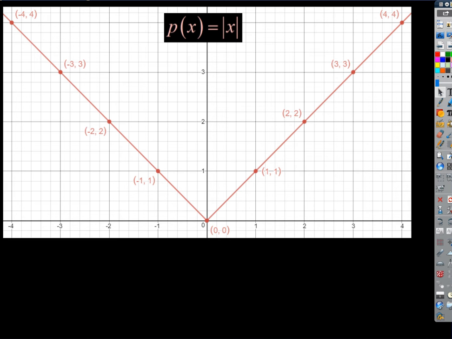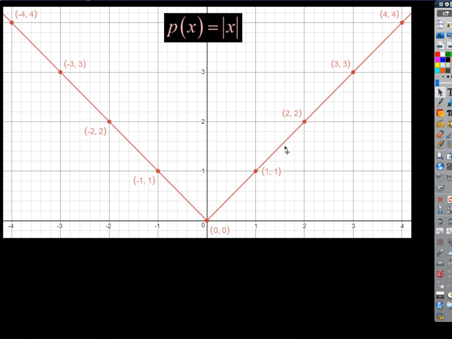So first of all, let's just review. Here's what an absolute value parent graph looks like, right? And we all know that. It's just a V with a vertex at the origin. The right leg of the V has a slope of +1. The left leg has a slope of -1, right?